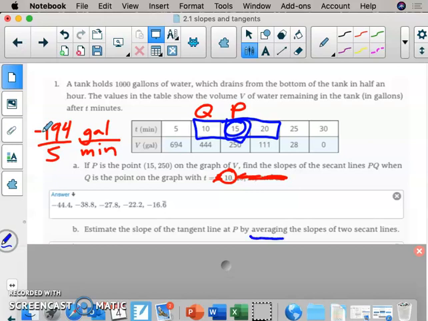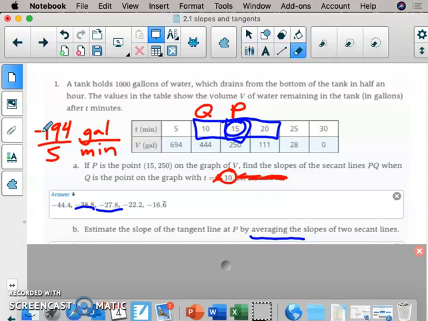By the way, do you all know how to average? If I gave you those two, like say the slope from 10 to 15 was negative 38.8 and the slope from 15 to 20 is negative 27.8, what would you do with those two numbers to find their average? Okay, good. Add together, divide by 2. Now, the College Board doesn't make you do that.